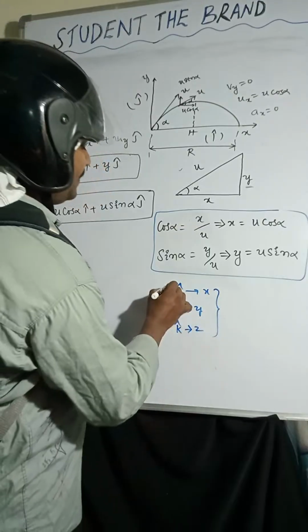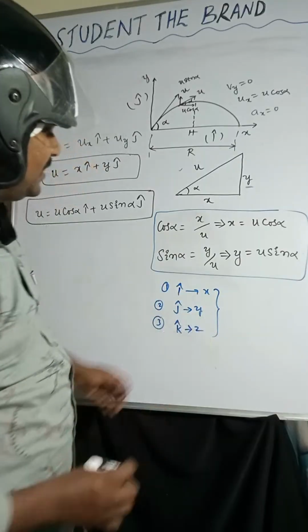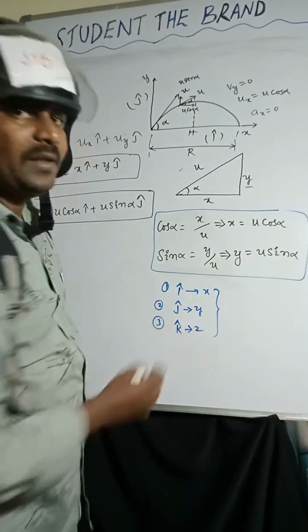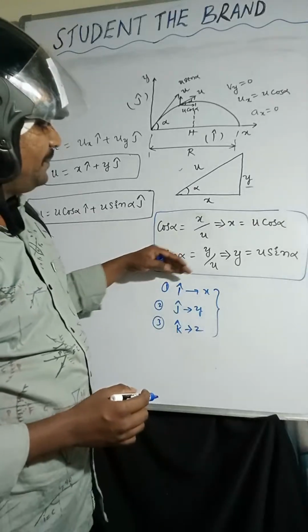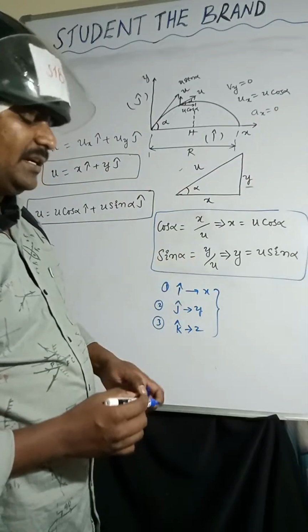I cap is a unit vector, j cap is a unit vector, k cap is a unit vector. I cap along the x-axis, j cap along the y-axis, k cap along the z-axis. These are the unit vectors.